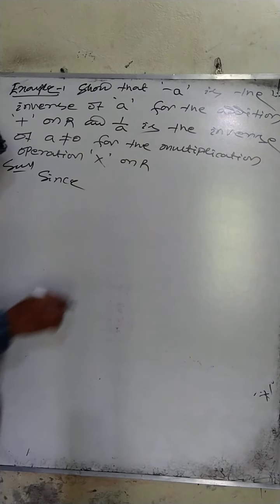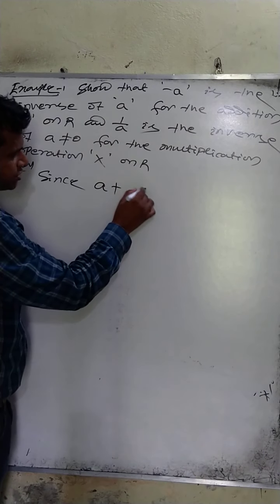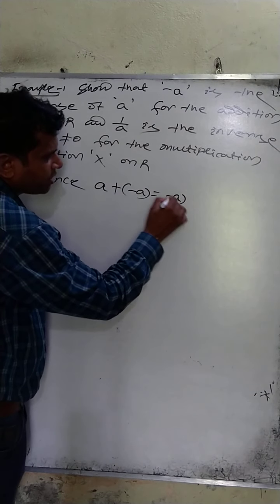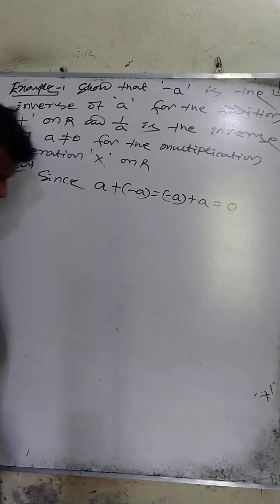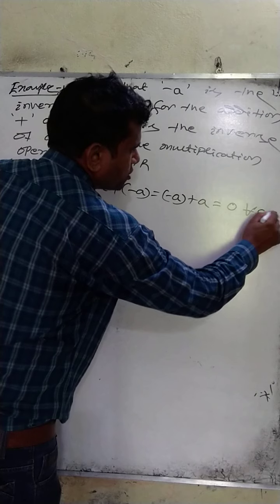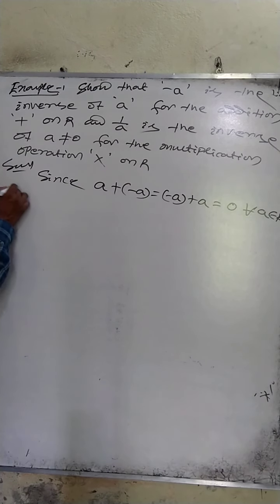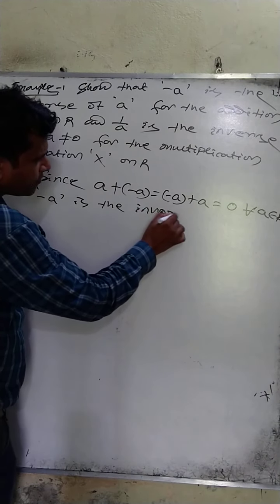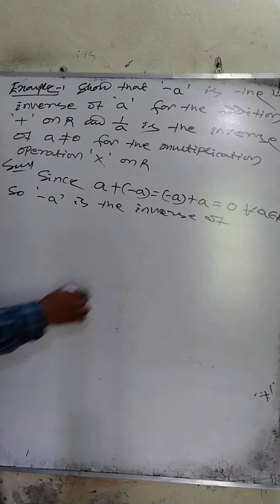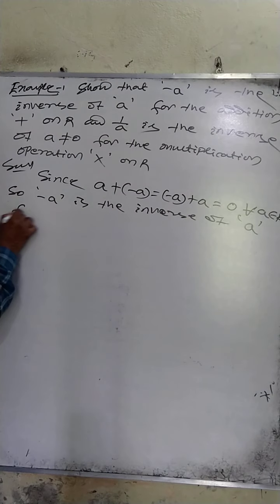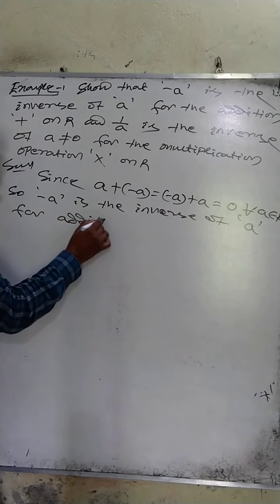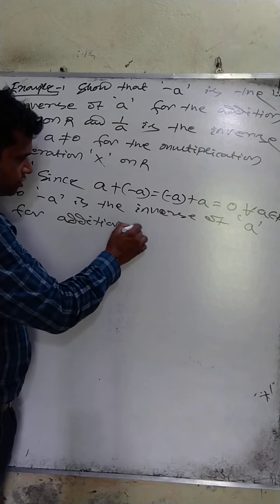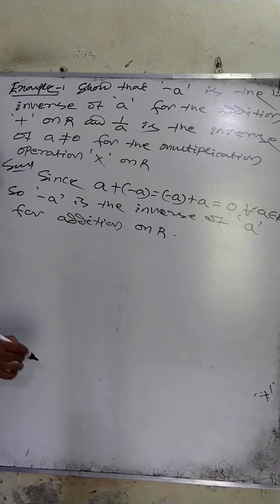Since we know, if a is any real number, a plus minus a equals minus a plus a equals 0 for all a belongs to R. So minus a is the inverse of a for the addition operation on R.